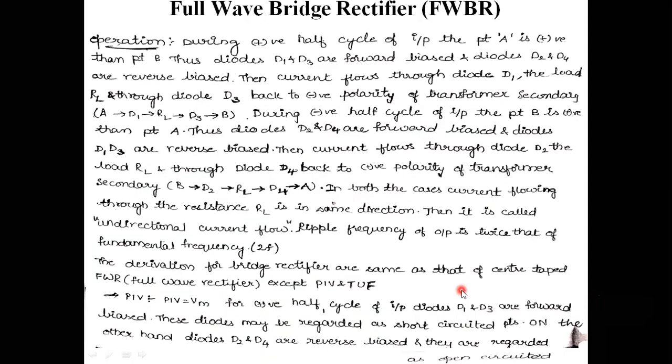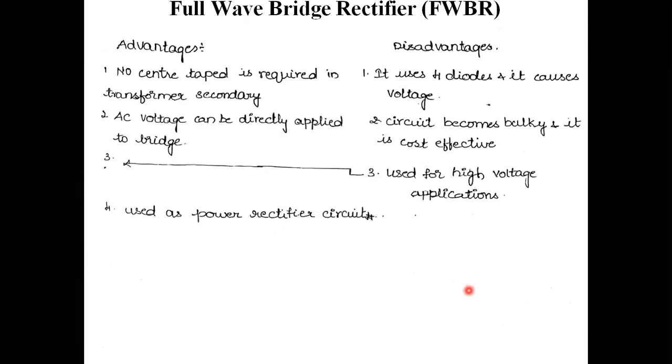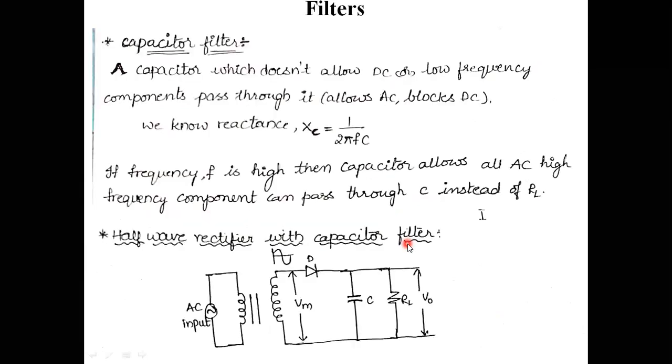All the terms are the same, but only 2 terms differ: TUF and the peak inverse voltage. Peak inverse voltage is equal to Vm. TUF is equal to 81.2%. This is the basic difference between the full wave rectifier and the bridge rectifier, along with the advantages and disadvantages of the bridge rectifier.